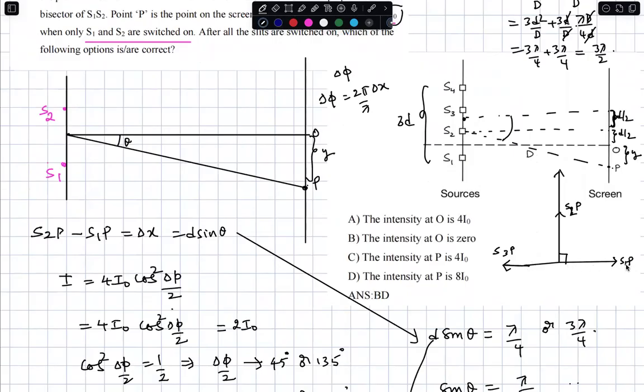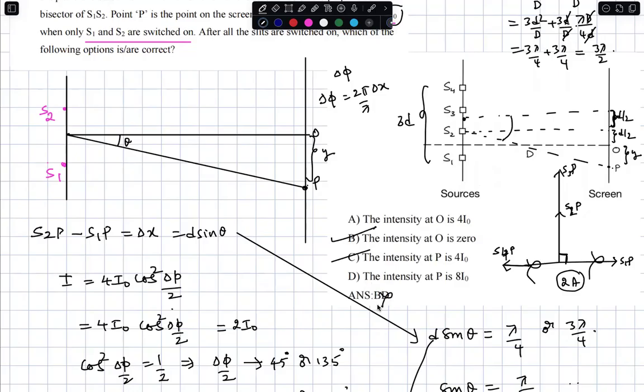With respect to S1P, S2P is 90 degrees, S3P is 90 degrees, S4P is 3 lambda by 2. Means lambda plus lambda by 2. Lambda is 360 degrees, plus lambda by 2 is 180 degrees. These two cancel, these two add up and you will get 2A resultant amplitude. Intensity 4A square, 4I naught. So C is correct. Sorry, B is correct. C is correct.